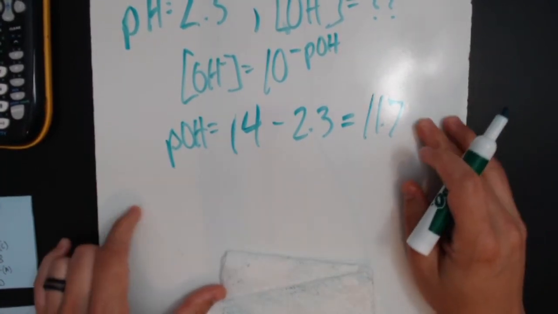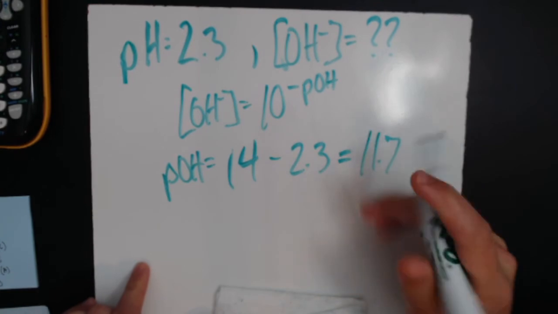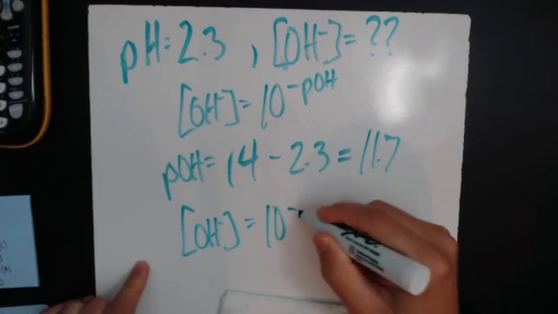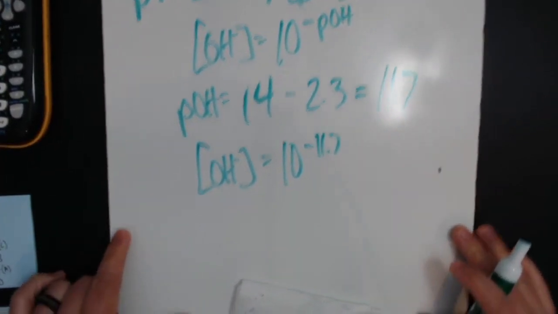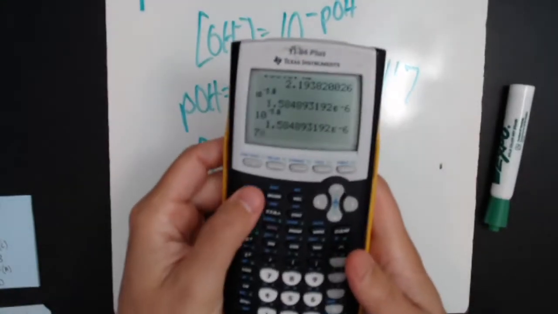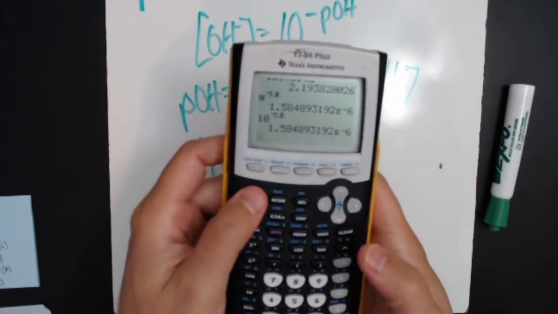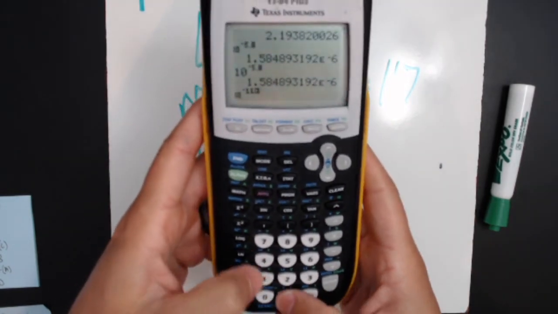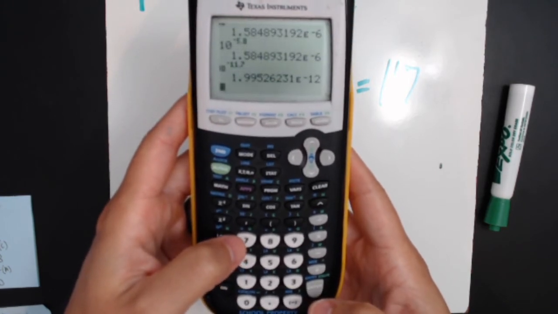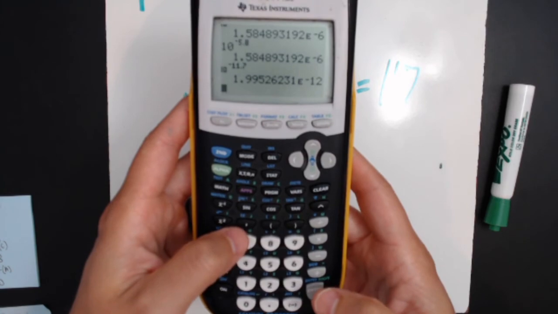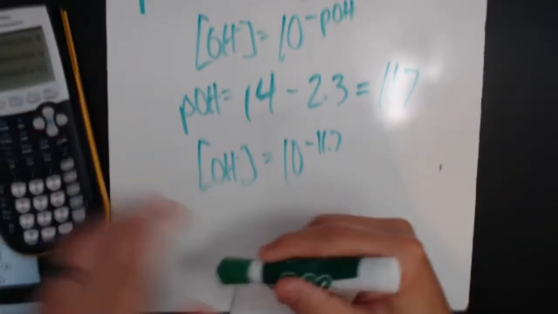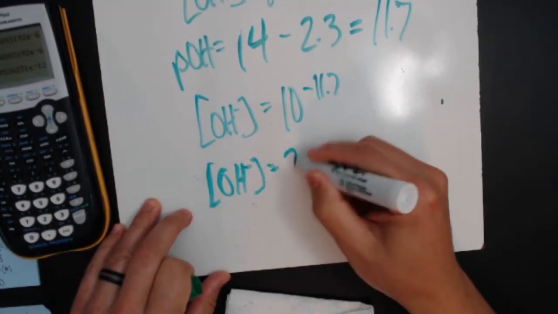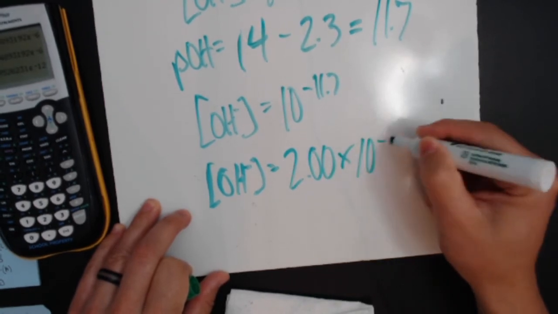Now that we have our pOH, very simple. Just plug it into there. Hydroxide concentration is equal to 10 to the negative 11.7. And then it's just a matter of the calculator doing the work. Clear. Second log, negative 11.7. Enter. 1.995 times 10 to the negative 12th. I'm just going to round that to 2. And we're going to finish with a hydroxide concentration of 2.00 times 10 to the negative 12th.